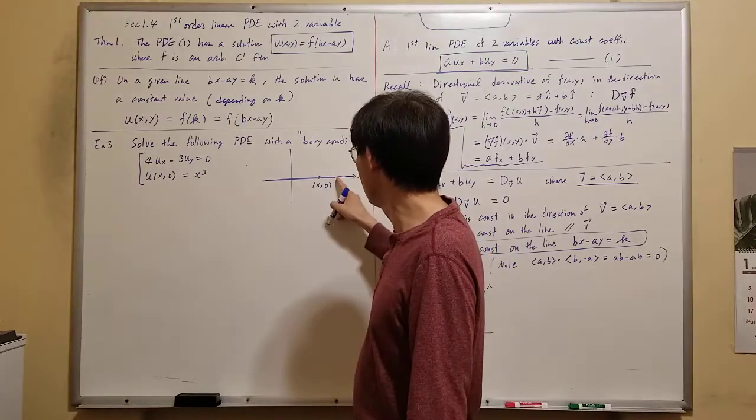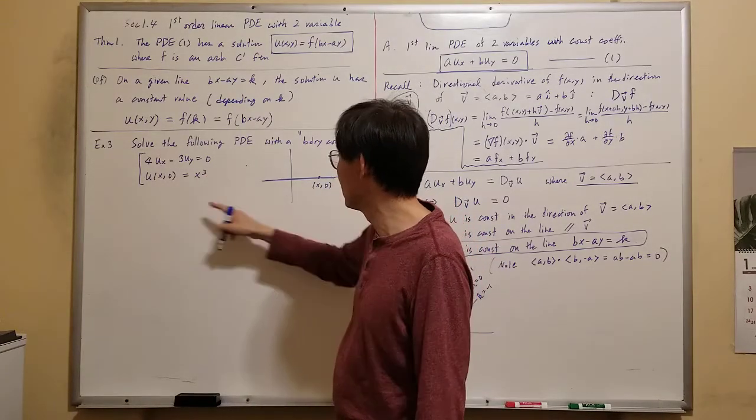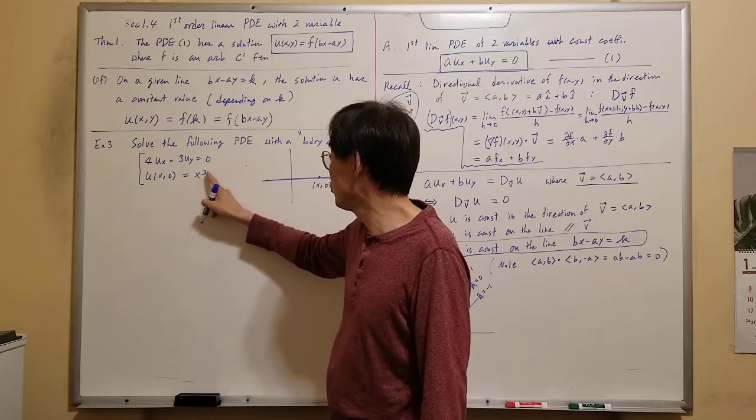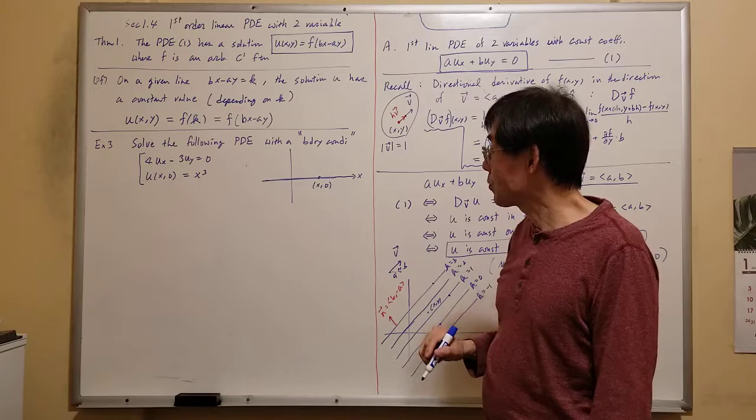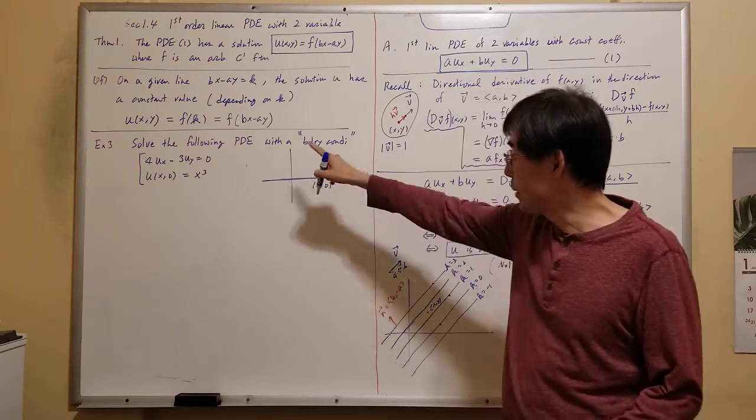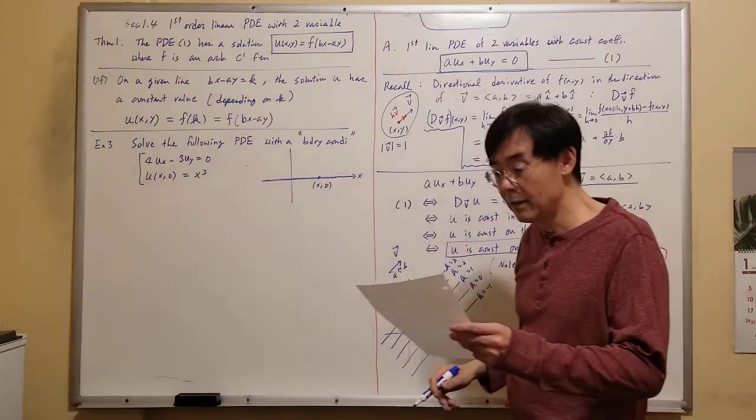So if you have 2, 0 at that point, your solution function has 2 to the third, 8, right? So we want to solve this kind of boundary value problem of PDE.